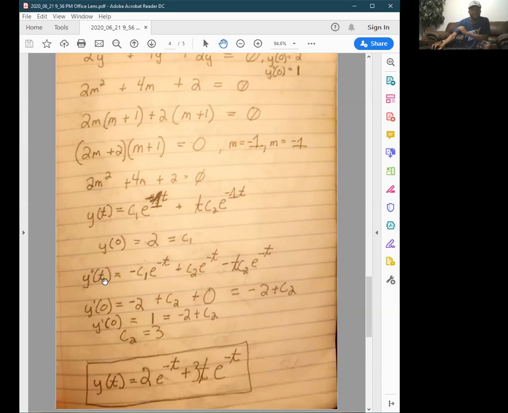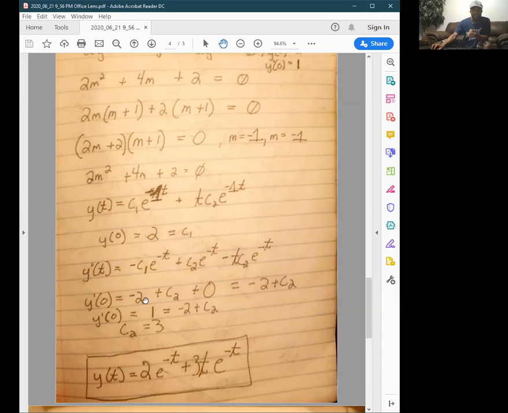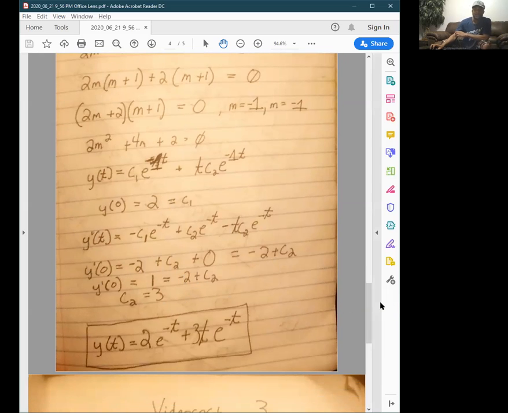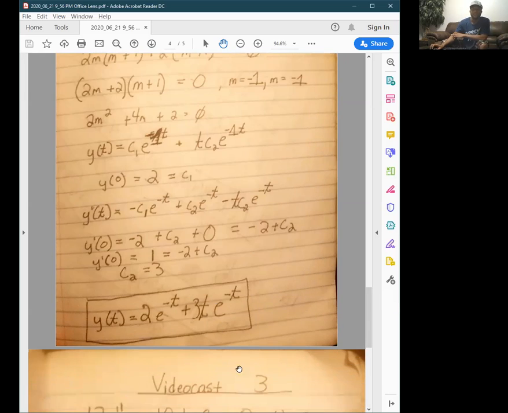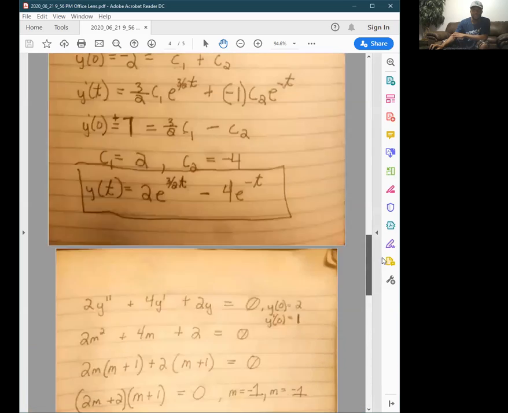Now that you've got c1 in the roots, it will be easy to solve for y prime of t, which will give us this problem. You go ahead and factor that down. You end up with minus 2 plus c2 is equal to 1. Simple math, add that 2 over. Now you've got c2 is equal to 3. So now we plug that into our formula. Now we've got 2e to the minus t plus 3t e to the minus t. That'll give us our solution to that one.